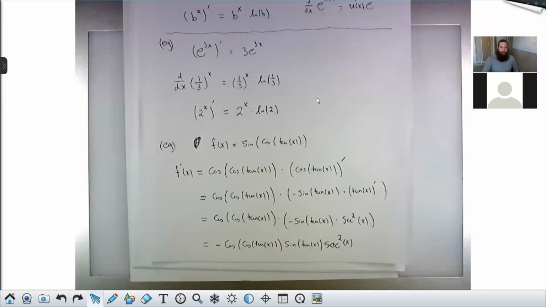So what would you do with all that? Well, if I wanted to find the tangent line to that function, I would plug in the x value where I want the tangent line. That would be my slope. So if I wanted to know what's the slope of the tangent line when x equals 0, I would plug 0 into this. If I wanted to know where this thing has horizontal tangent lines, I would set this equal to 0 and try to solve the resulting equation.